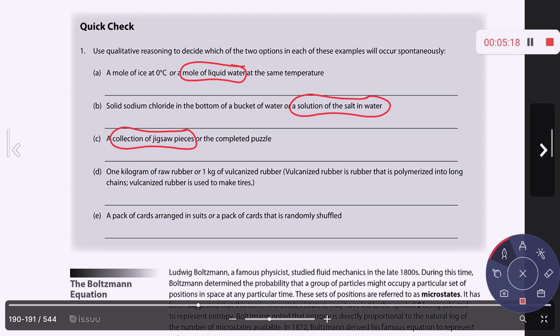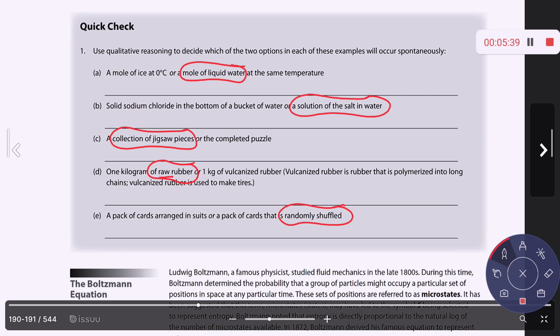D, a kilogram of raw rubber or a kilogram of vulcanized rubber. So vulcanized rubber is actually synthesized and it's more ordered. So you'd want to have the raw rubber. E, a pack of cards arranged in suits or a pack of cards that's randomly shuffled. I would pick the randomly shuffled.